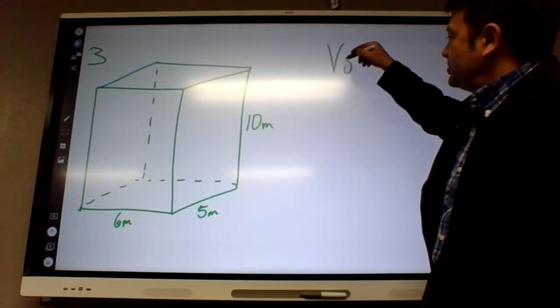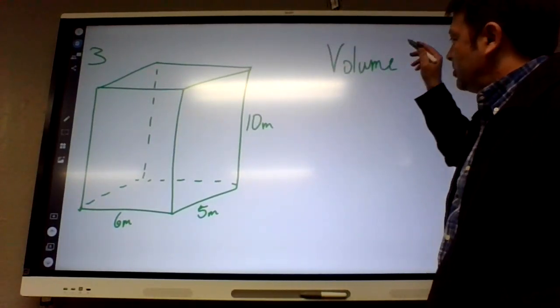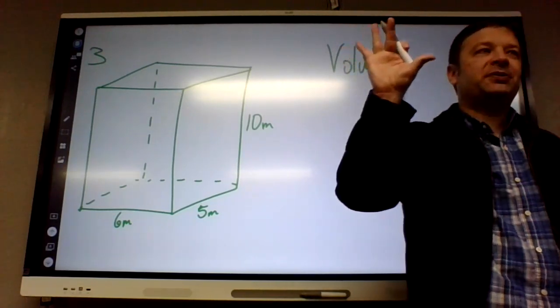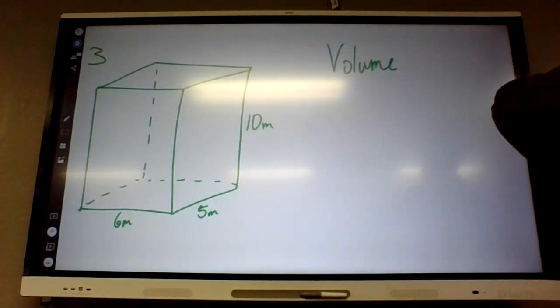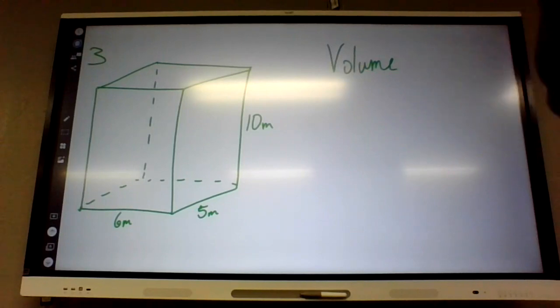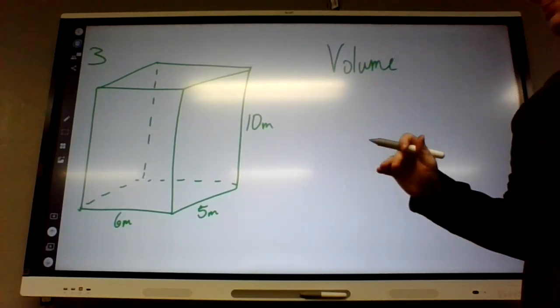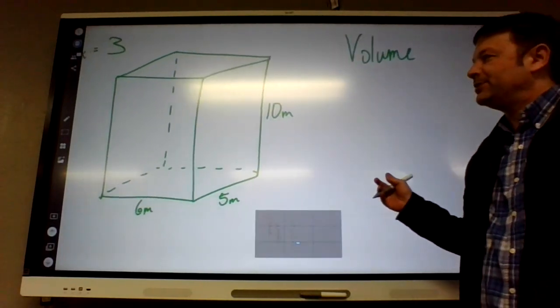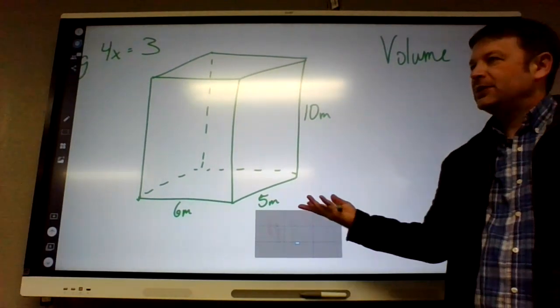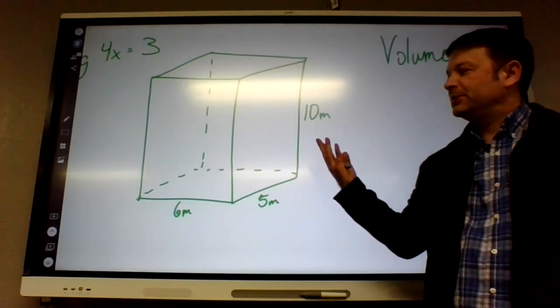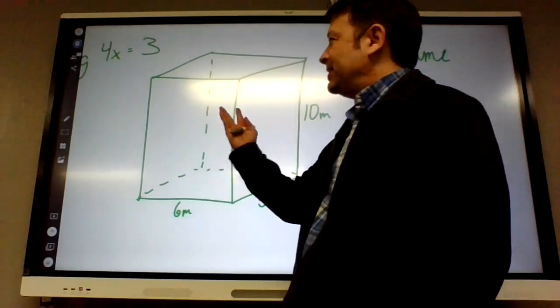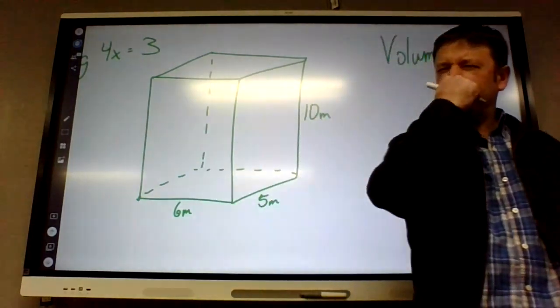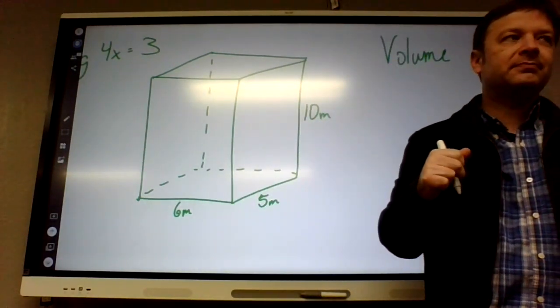Today, we're talking about volume. Last week we started with surface area, which is just how much area covers the outside of the shape. Volume is how much fills inside the shape. So how could we measure how much goes into the shape? Length times width times height.